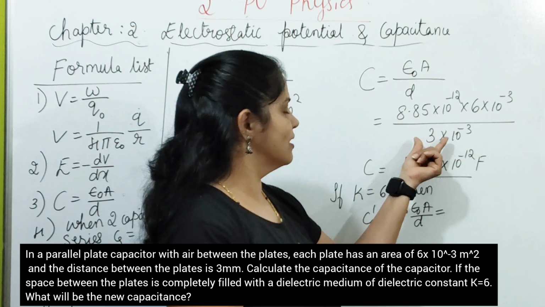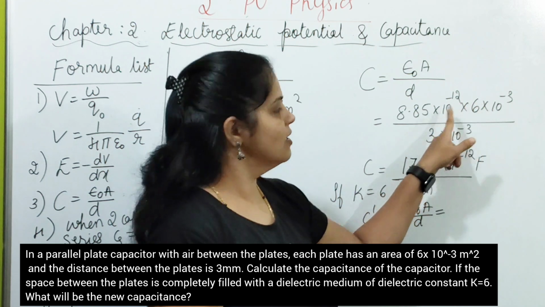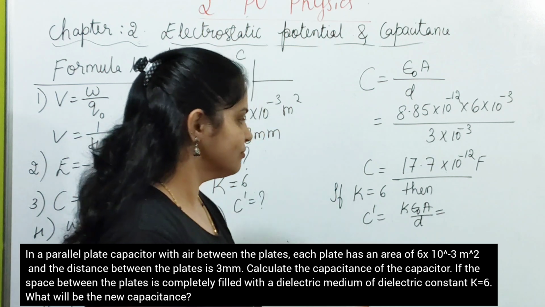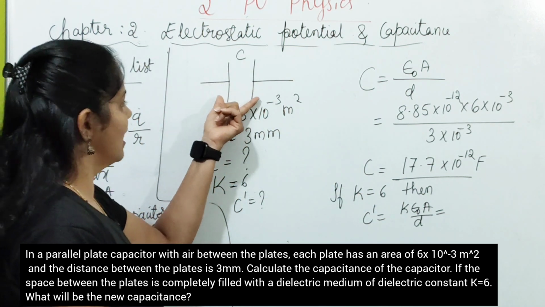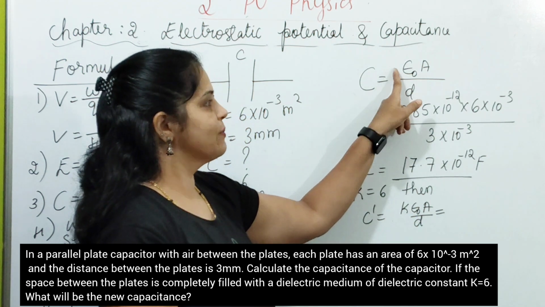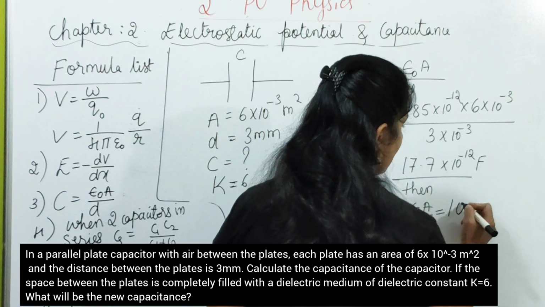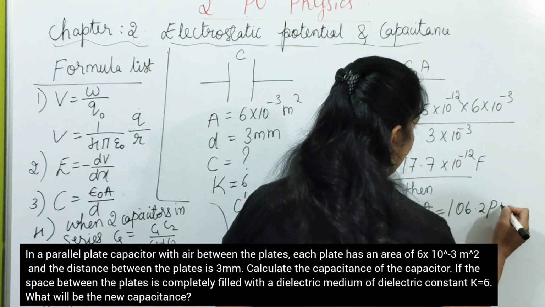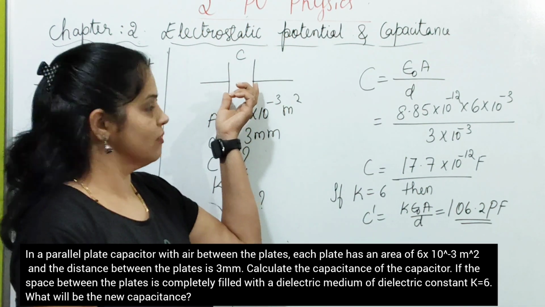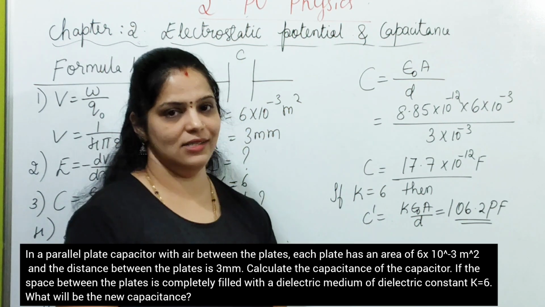Substituting the area and distance between the plates. See, here 10 power minus 3 gets cancelled. 3 ones are 3, 3 twos are 6. Multiply 8.85 by 2, you will get 17.7 picofarad. And when this space is filled by a dielectric of constant K equal to 6, then just write K here, okay? In place of this epsilon naught, you just write K into epsilon naught and substituting, we will get this number as 106.2 picofarad. So, therefore, as a dielectric is introduced between the plates of the parallel plate capacitor, what happens? Capacitance increases.